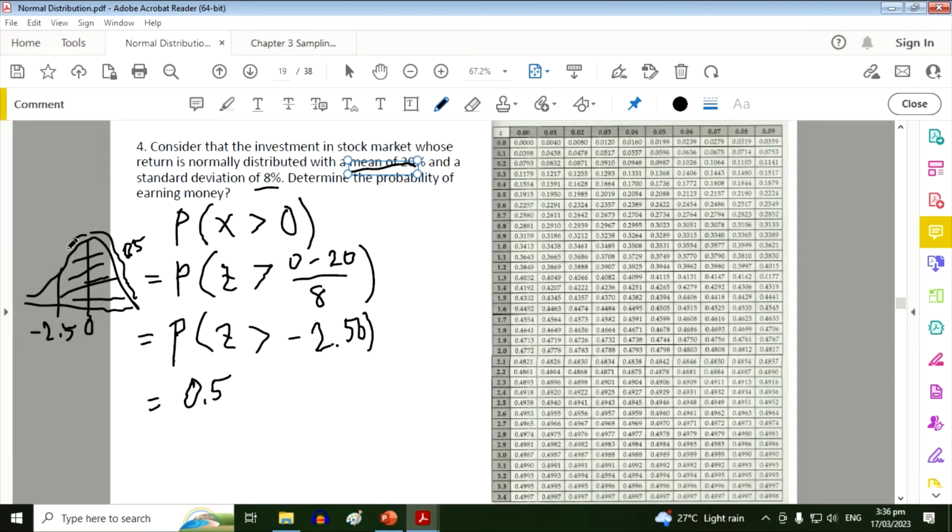And we're left with this small area here, which is negative 2.5. So we will look at negative 2.50. So we have here 0.4938. So plus 0.4938, this is now 0.9938. So the probability of earning money with this investment is very high. It's almost 100%.